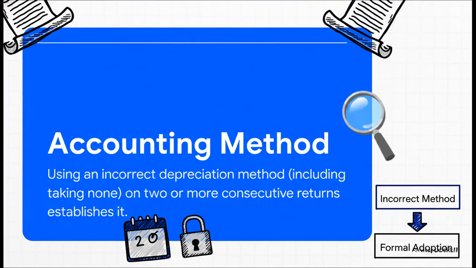Well, you can thank Treasury Regulation 1.446-1(e) for this one. It's crystal clear. If you use an incorrect method, and get this, taking 0 depreciation when you were supposed to take some is considered an incorrect method for just 2 years in a row. That's it. You've done it. You have formally adopted an impermissible accounting method, and now you're stuck with it until you formally change it.